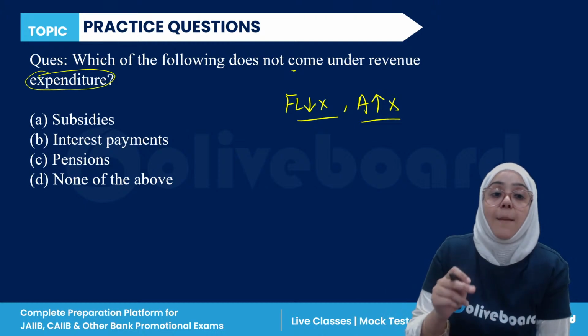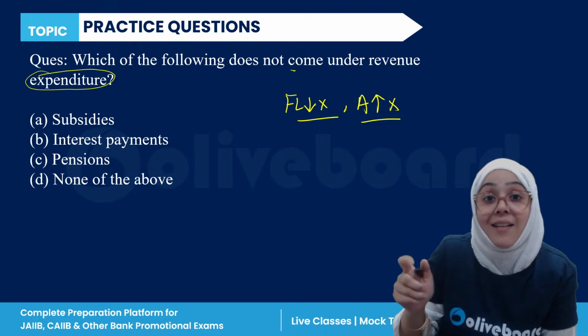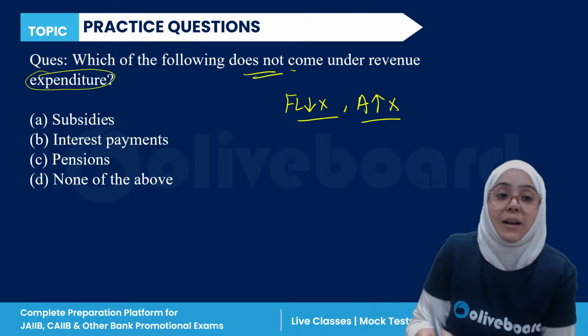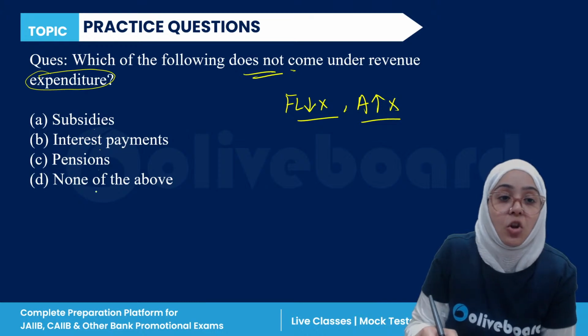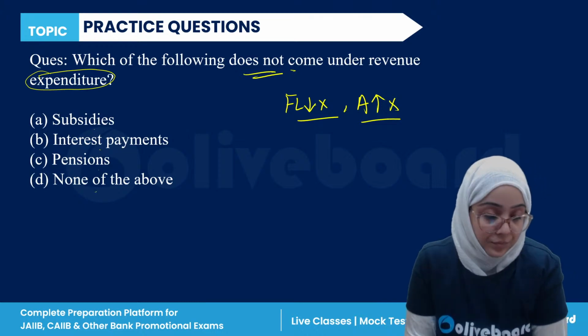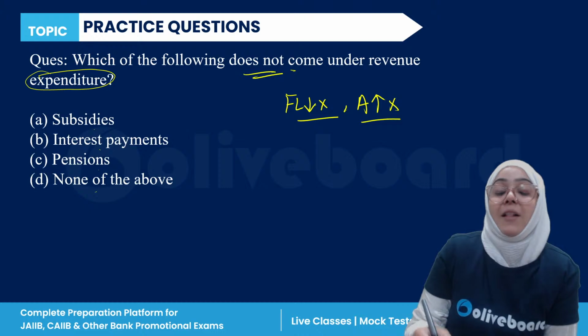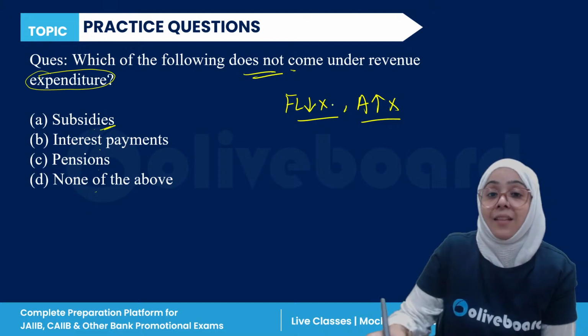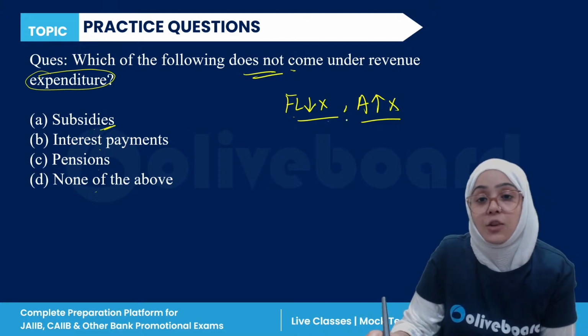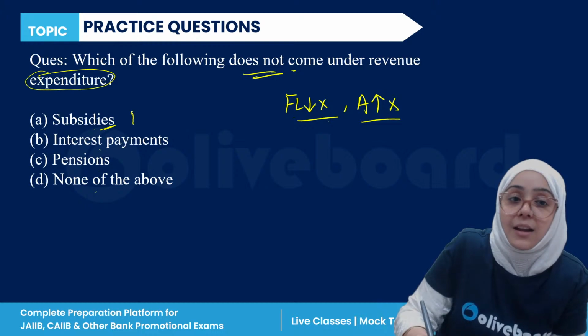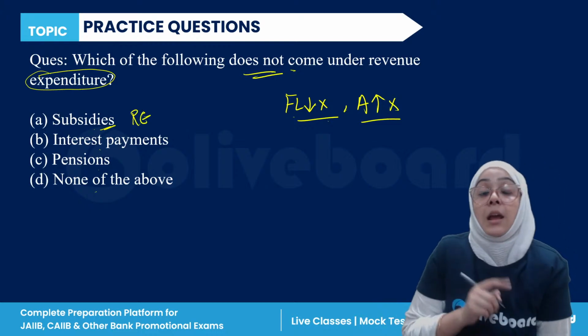So which of the following does not come under the revenue expenditure? Subsidies, interest payment, pension, or none of the above? First of all, subsidies. Subsidies neither decrease financial liability nor increase the asset. It is a revenue expenditure.